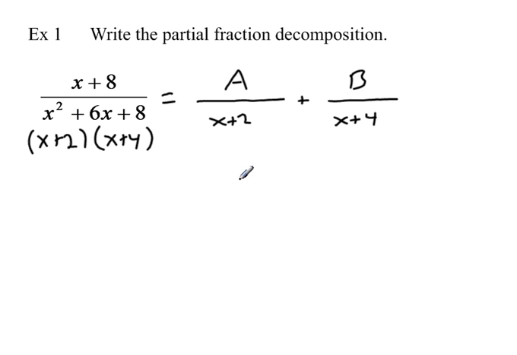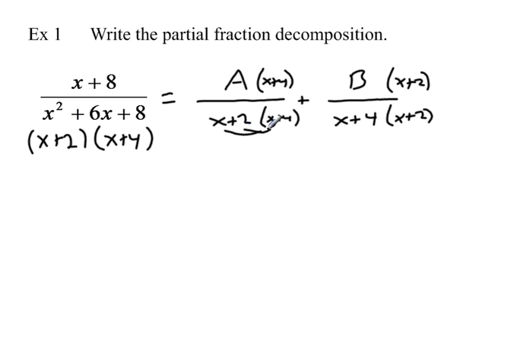Okay, here's how we do it. Now we need to think a little bit about what we did on the previous example. If we were to add these together, we would need a common denominator. Common denominator would be what we have over here, x plus 2 times x plus 4. So if we multiply this first fraction, everything on top and bottom, by x plus 4, we'll have our common denominator. If we multiply the second fraction, everything on top and bottom, by x plus 2, we'll have our common denominator.